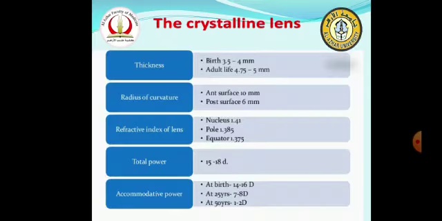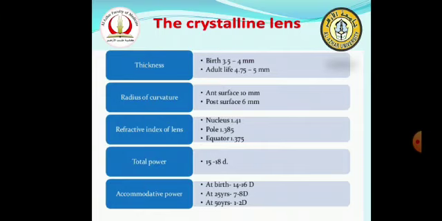This table shows the most important information about the crystalline lens. Its thickness ranges from 3.5 to 4 mm at birth, then increases in adult life, ranging from 4.75 to 5 mm. The radius of curvature of the anterior surface equals 10 mm, and of the posterior surface equals 6 mm.